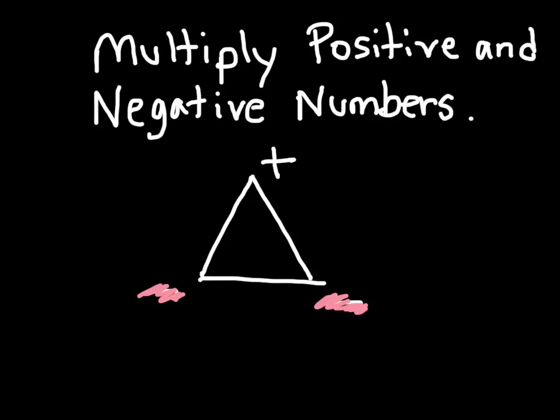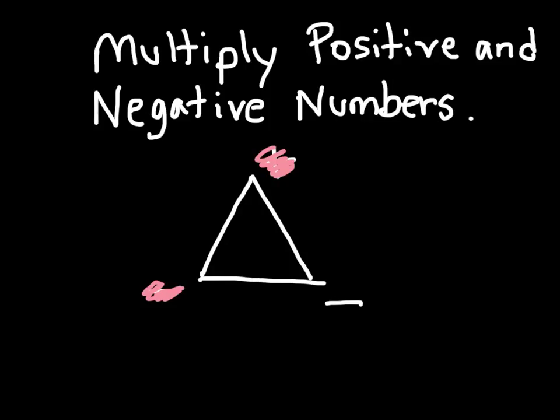All right? So let's say that we were multiplying one negative and one positive. So I would cover up one of the negative signs and the positive sign, and the remaining sign tells me that my answer would be negative. All right? Now, this only works for multiplying two numbers.